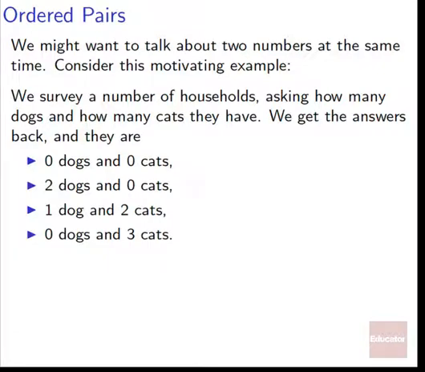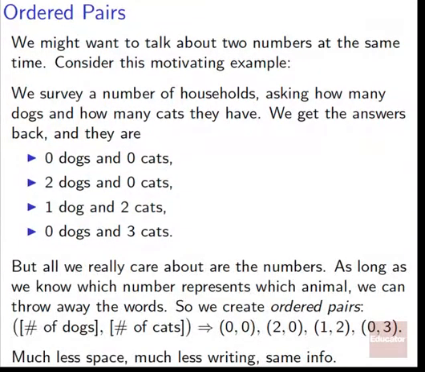But, I'll be honest, I'm lazy. I'd like to find a way to do this with less space, having to write less. So here's a useful place to bring up ordered pairs. We really only care about the numbers, right? 0 dogs, 0 cats, yeah, okay, but really all I care is it was 0 and 0. So as long as we know which number represents which animal, we can do away with the words. So we can create ordered pairs because we have to know what order it came in. Did it come in dog, then cat, or cat, then dog? So we set up an arbitrary order. Dogs go first, cats come second, and then we can convert all of these words into just (0, 0), (2, 0), (1, 2), (0, 3). This takes much less space, much less writing, same info.